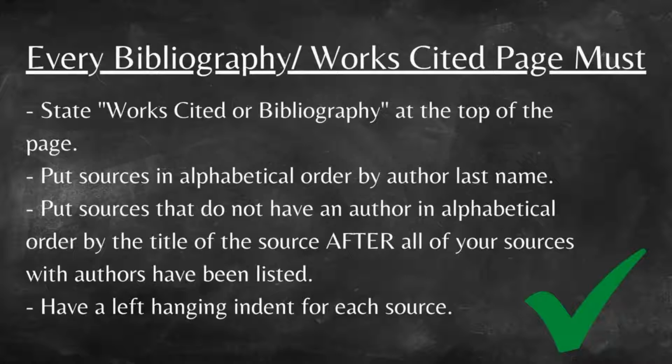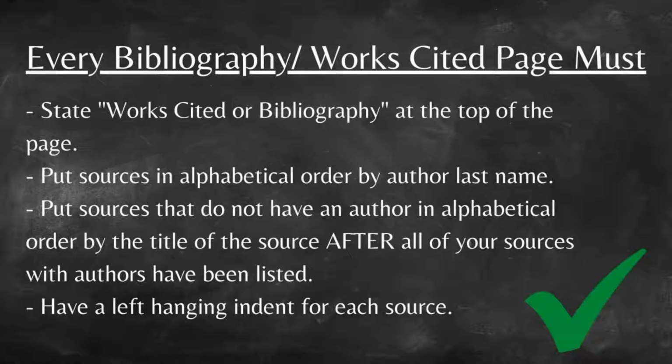Every bibliography or works cited page has to include, first of all, a statement of whether it's a works cited or bibliography at the top of the page. You also need to put all of your sources in alphabetical order by author's last name. Any sources that don't have an author, you have to put in alphabetical order by the title of the source, but after all of your sources with authors have been listed. So use the sources with authors first, and then you do another set of alphabetical references at the end, okay? And the other thing you need to do is make sure that you have a left hanging indent for each of your sources. This goes for APA, MLA, and Chicago style formatting.